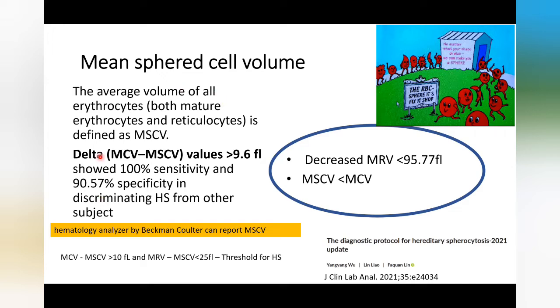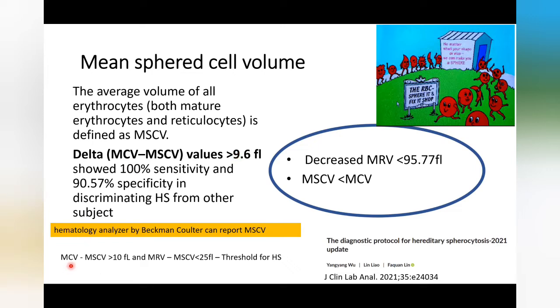Obviously, they said that if this value is more than 9.6, this gives you a very good suggestion that a person is having spherocytosis. Also, they gave that usually in cases of spherocytosis, the MRV, the mean reticulocyte volume, will be decreased, and MSCV, definitely mean sphered cell volume, will be less than MCV. So they gave a formula here.